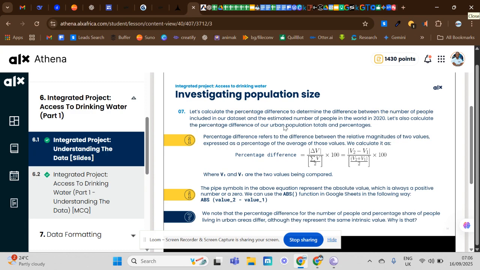So here we are, we are being asked to calculate the percentage difference between the estimated national population in 2020 and the national population in our data set. When we are done, we are also asked to calculate the percentage difference between the estimated urban population in 2020 and the urban population as per our data set. So these are two different calculations.